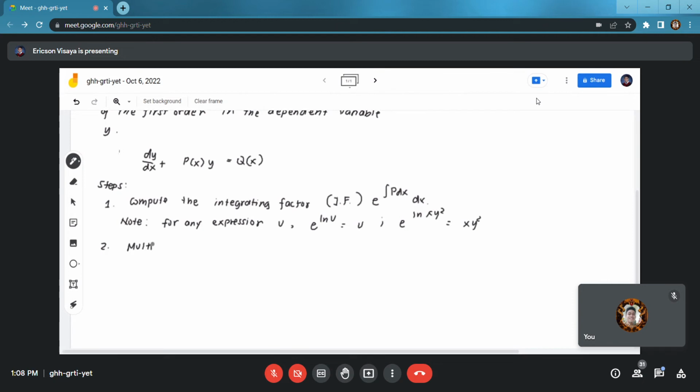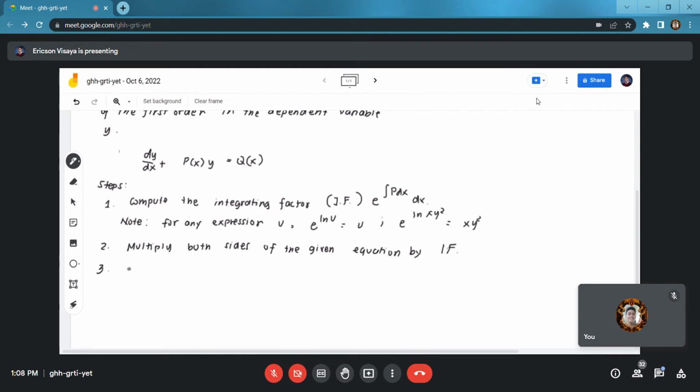Then, pagkatapos ito, multiply both sides. So, bali meron tayong left-hand side tapos right-hand side dito. Both sides of the given equation by this factor. By IF natin. So, IF natin, tandaan, that's integrating factor.